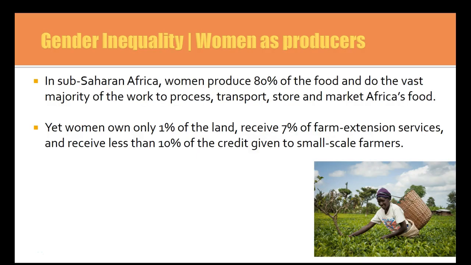But if we do look at it, 80% of the food produced in sub-Saharan Africa is actually due to women, yet only 1% of women own land, receive 7% of farm extension services, and receive less than 10% of the credit given to small-scale farmers. So women are not being empowered by having access to small loans.